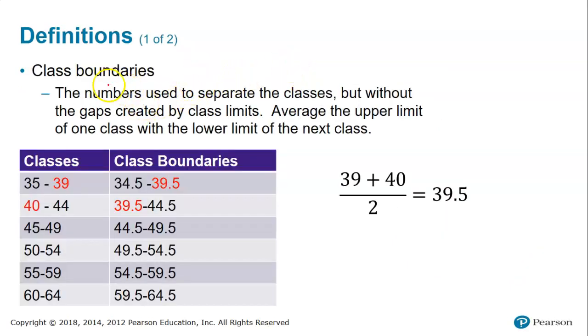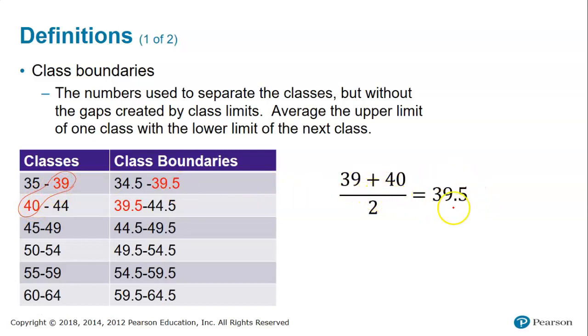Okay, class boundaries is something that you'll need to be able to calculate. Class boundaries are numbers used to separate the classes, but without gaps created by the class limits. So in other words, when we look at our class limits here, this class is ending at 39 and this one doesn't begin till 40. Sometimes we want to close that gap up, and we do that by using our class boundaries. The class boundary is going to be the average of the upper limit of one class with the lower limit of the next class. So I always think about looking at this diagonal here: you're going to add these two numbers together and divide by 2, which is what I'm doing over here.